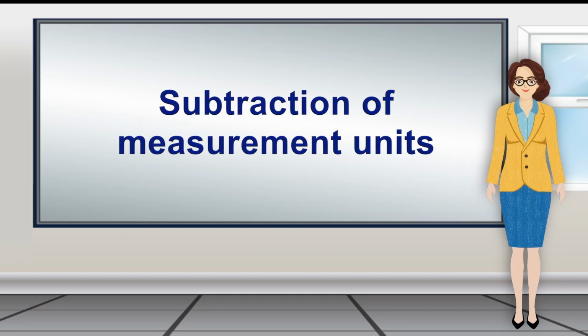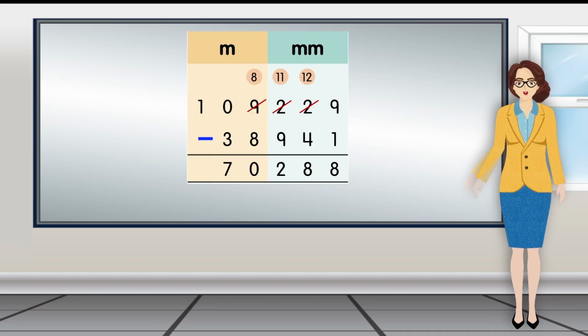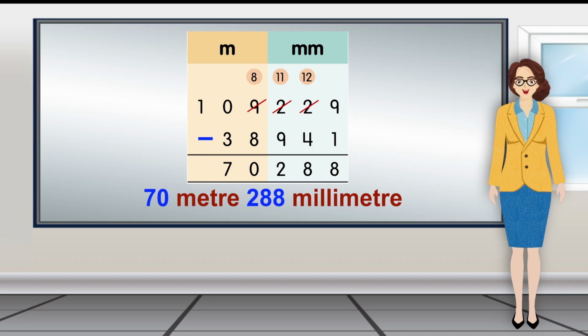Students, let's learn how to do the subtraction of measurement units with an example. Example, subtract 38 meter 941 millimeter from 109 meter 229 millimeter. To subtract, we will arrange the bigger unit of quantity first, then the smaller unit below in the columns, and start the subtraction from the smaller place value. After subtracting 38 meter 941 millimeter from 109 meter 229 millimeter, we will get 70 meter 288 millimeter.